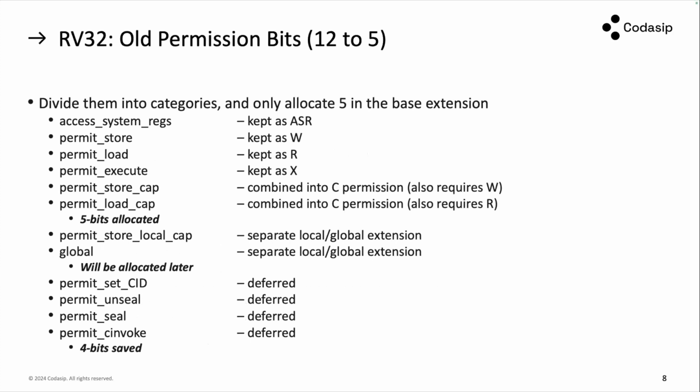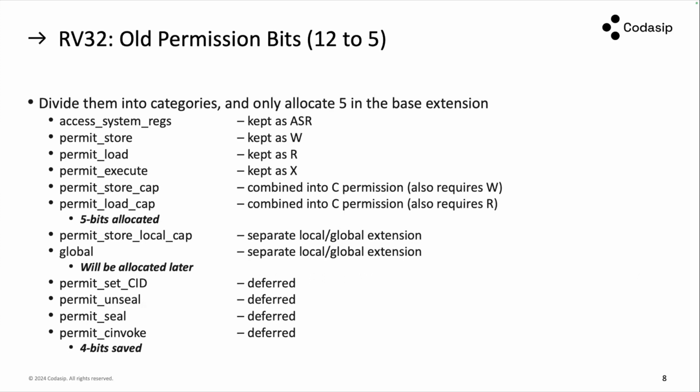So starting with the permissions, I've sort of ordered them by what we did with them. Access system registers is still there, called ASR as an abbreviation. Store and load are still there, but as write and read, W and R. Execute, of course, is still there. The store cap and load cap were combined into a single one, and then you also have read or write in there to say which one. So you can't load and store cap. It has to be symmetrical. You either have cap permission or you don't.